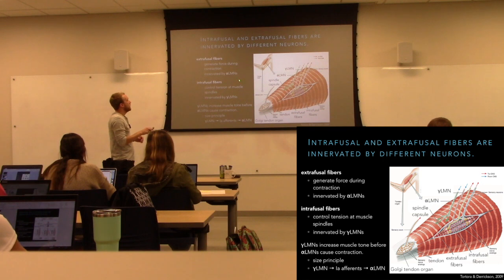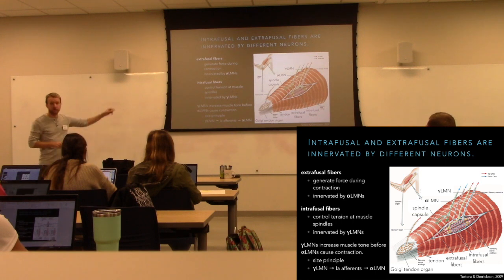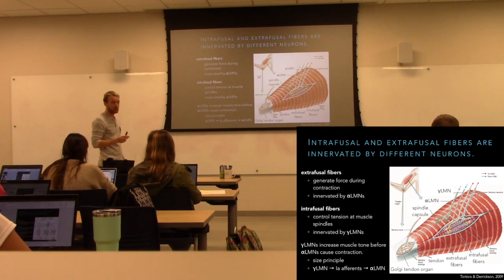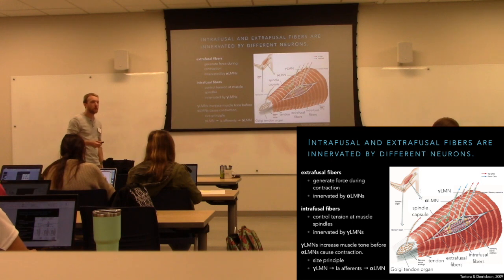So two different types of motor neurons innervating different types of muscle fibers, and they have different functions. The extrafusal fibers are there to generate force. The intrafusal fibers are there to trick the muscle spindle to make sure that it doesn't get unloaded. Because when we contract our muscle, well, we're contracting our spindles too. We're going to affect the activity of those spindle afferents.